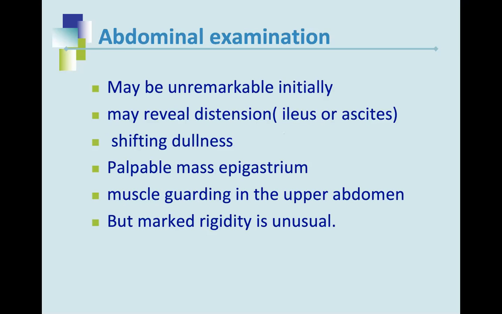We then proceed to systemic examination. As I told you, it is a retroperitoneal structure, so tenderness may not be as marked as you expect from the symptoms of that patient. And there may be distension. Why distension? As the disease progresses, whenever there is inflammation, there is sympathetic ileus in that area. So intestinal movements slowly become sluggish and stop. So it leads to ileus and ascites.